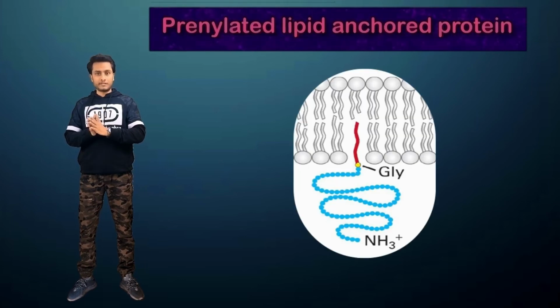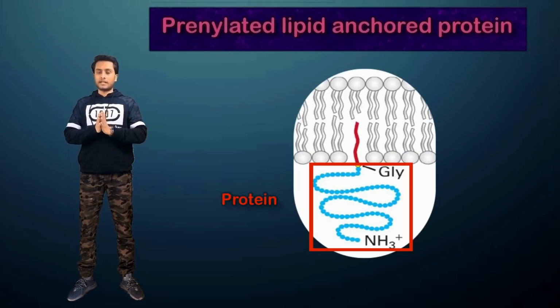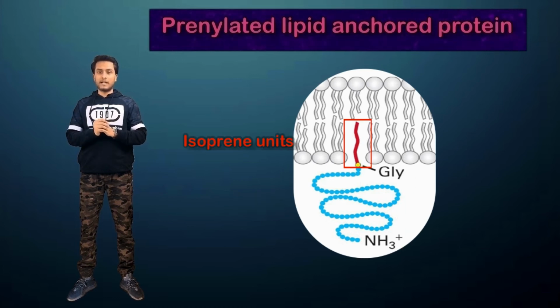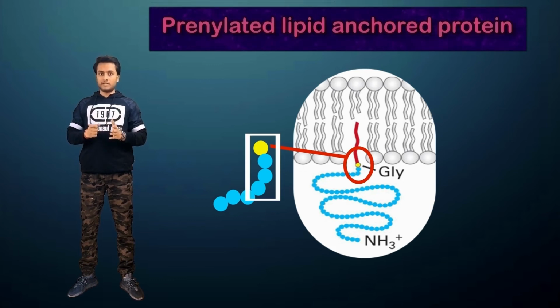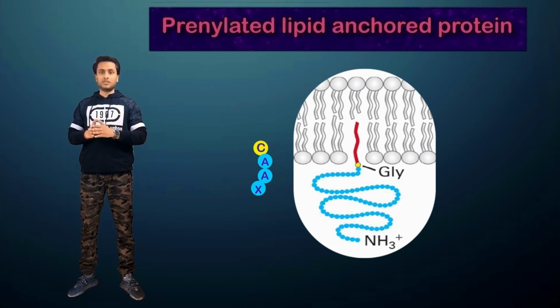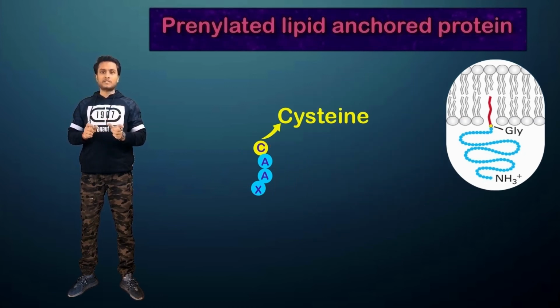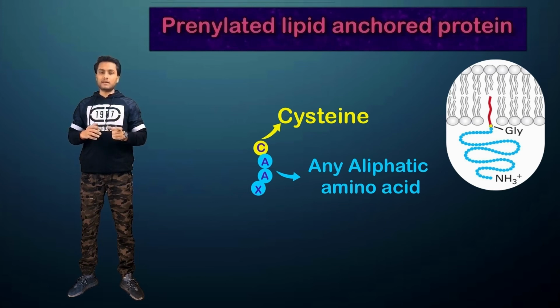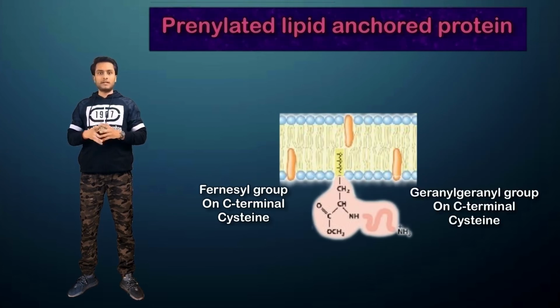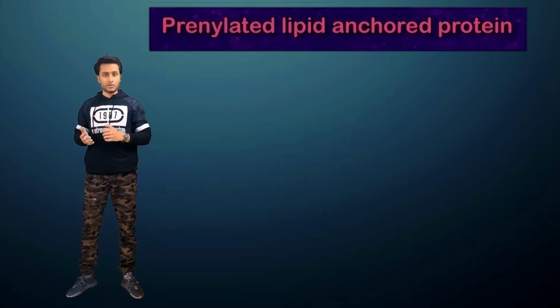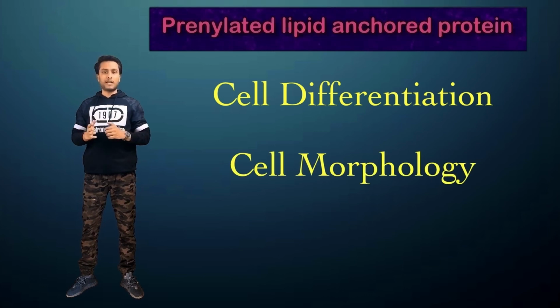Prenylated proteins are proteins in which different isoprene units are attached specifically at a cysteine residue. Here there is a motif present in the protein, that is CAAX. In this motif, C is the cysteine, AA represents aliphatic amino acids, and X represents the type of prenylation that is going to occur. Here majorly three types of prenylation are seen: farnesyl, geranyl, and isoprenoid groups are mainly seen to be attached. Prenylated proteins play an important role in cell differentiation, cell morphology, and cell growth.